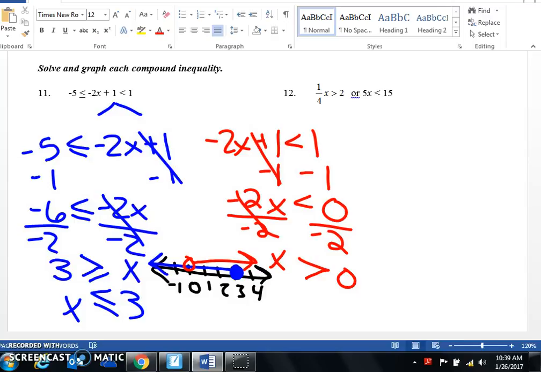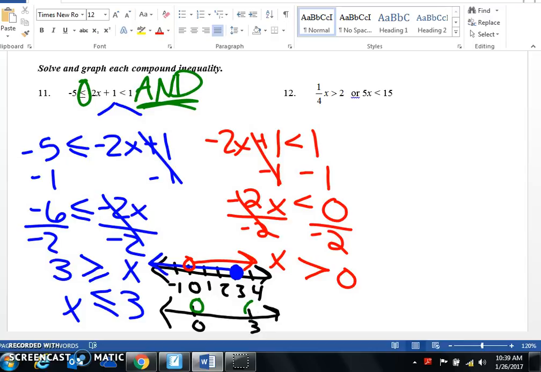Now I need to determine, remember this is a less than, so thans are ands. So this is an and. So remember, and is where they intersect. Therefore, I go back and I do my solution. It's on 0, it's on 3. It's an open circle on 0, it's a closed circle on 3, and it's just their intersection. Okay?